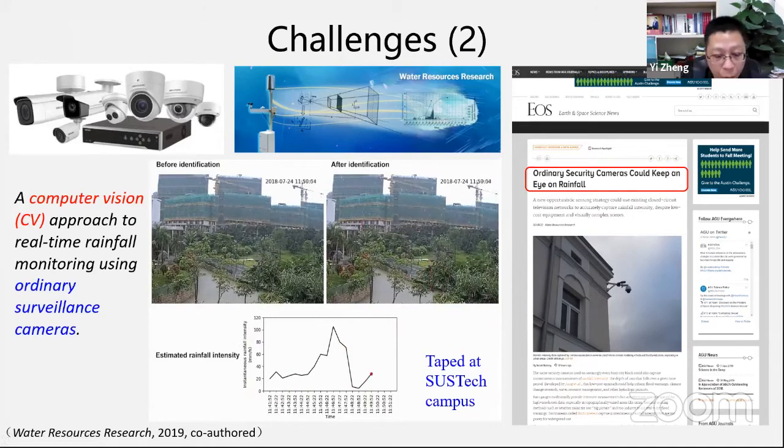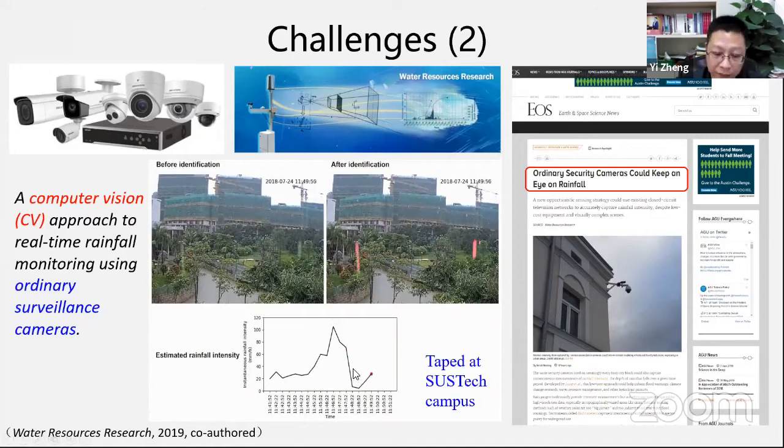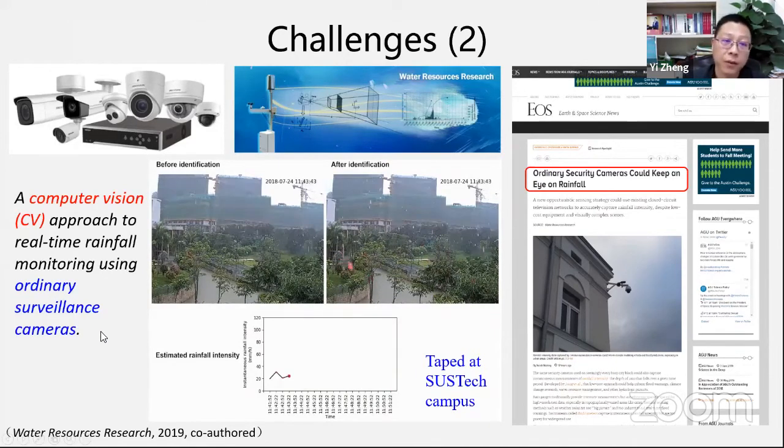So then, with the rain streaks identified, the instantaneous rainfall intensity can be estimated via geometrical optics and photographic analysis. This curve shows you the interpreted instantaneous rainfall intensity. Remember that we were using an ordinary surveillance camera, not a professional camera. So the camera is very cheap.